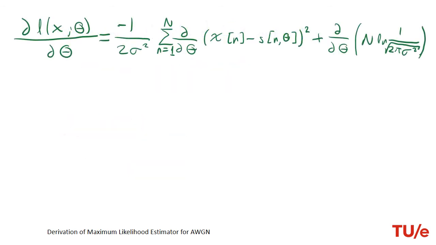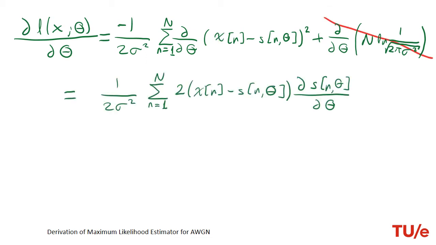So let's take the derivative. The derivative function is distributive over addition, so we can write the derivative of the log likelihood function as you see on the screen. The second term on the right-hand side does not depend on theta, so the derivative with respect to theta is equal to 0. By chain rule, we take the derivative of the squared term. All we have to do is to set this equation equal to 0 and solve for theta. Easier said than done. We cannot go further without specifying the signal model.